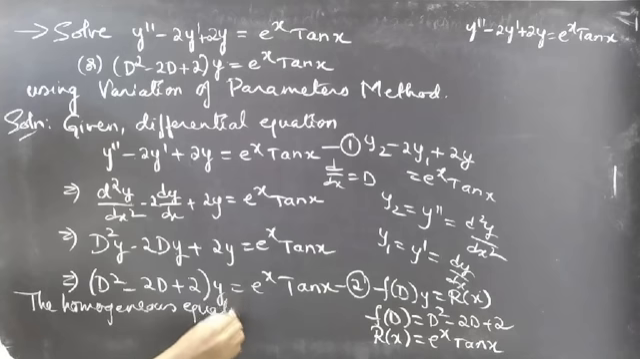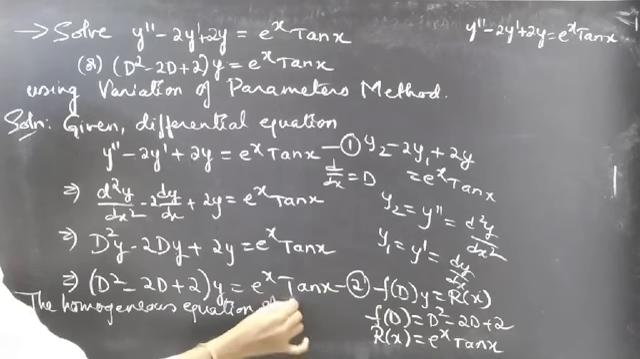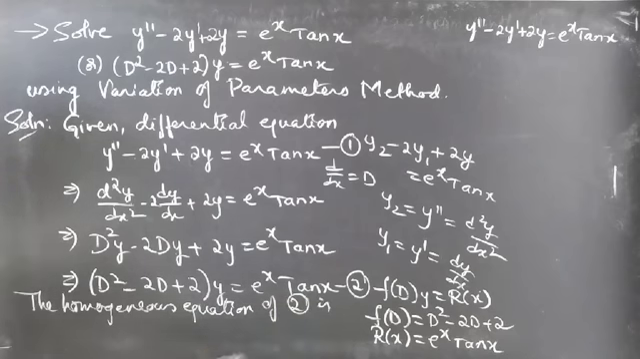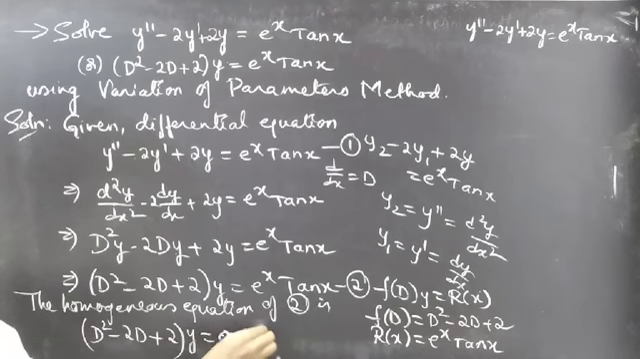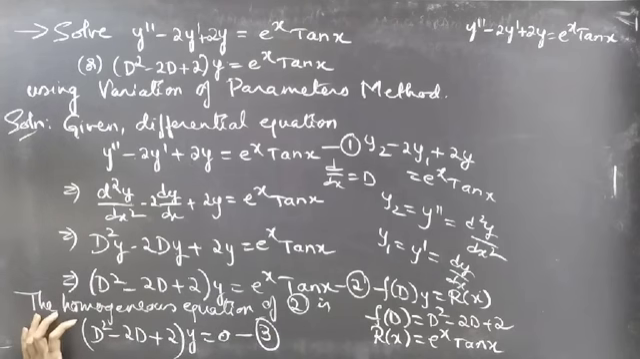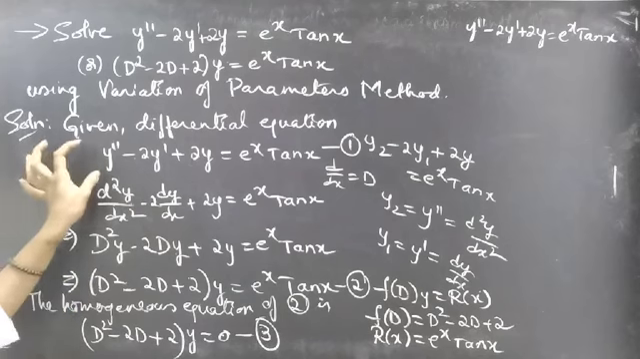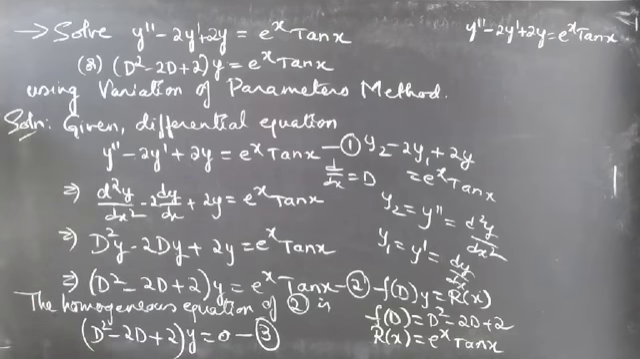Now we'll write the homogeneous equation of equation 2. The homogeneous equation of equation 2 is (D square minus 2D plus 2) into y equal to 0. Consider it as equation number 3. Now let's find the solution of the homogeneous equation, and later we'll find the general solution of equation 2, or equation 1, using the solution of equation 3.